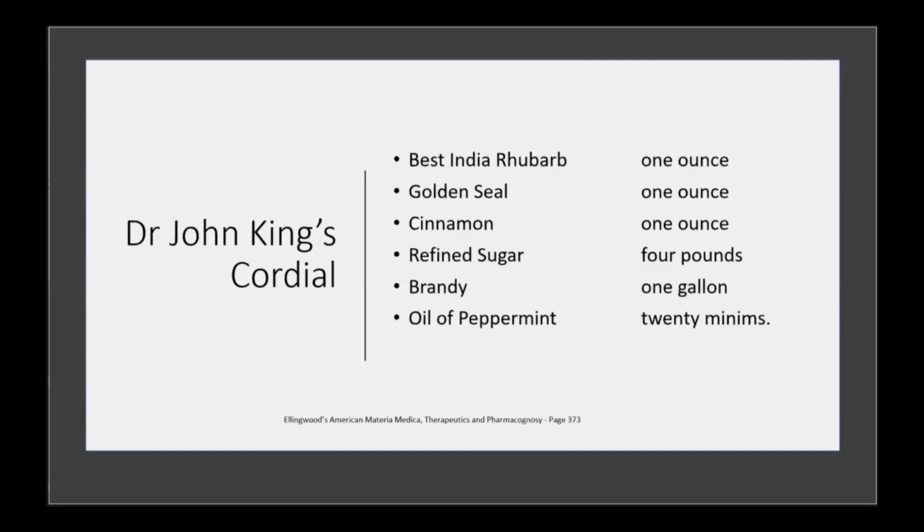Really helpful for helping people if they want to get off of proton pump inhibitors, right? They want to get off of Prilosec, or they want to get off of pantoprazole, something like that. You could help them by getting them on neutralizing cordials and helping them reduce their doses. It's rhubarb, golden seal. Those are the cold bitters that are clearing. Cinnamon, warming. Refined sugar. Oh, that's interesting, right?